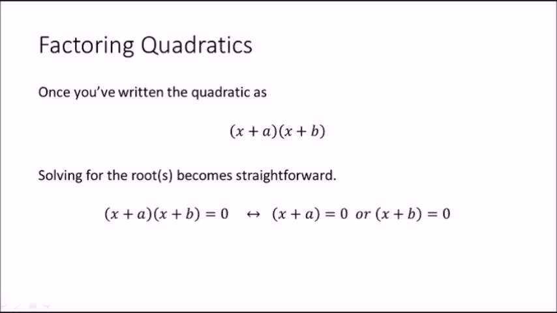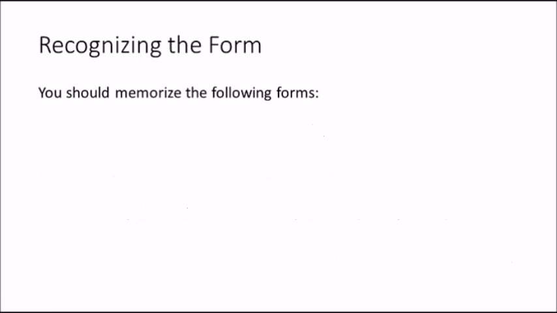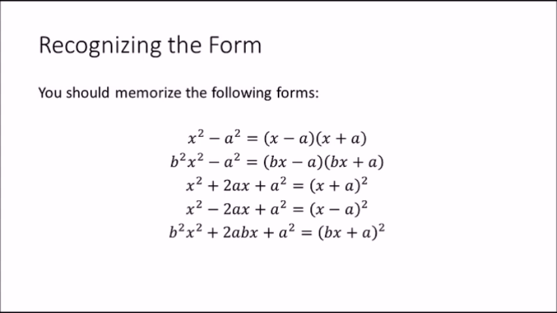You get x equals negative a and x equals negative b, and those are your two roots for this polynomial. The next approach is another thing that takes a little bit of effort up front. You need to memorize a few forms, but once you've memorized them, it gets to be very, very fast. All I can tell you about this approach is to simply memorize these forms.